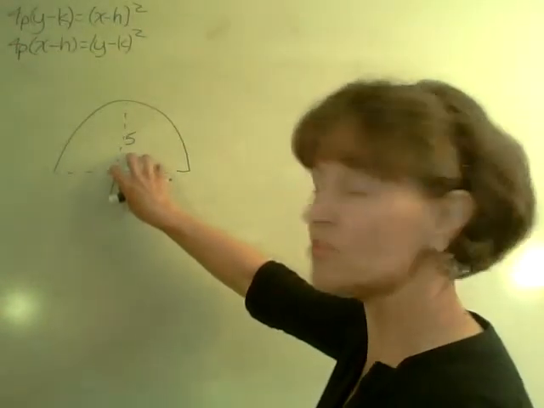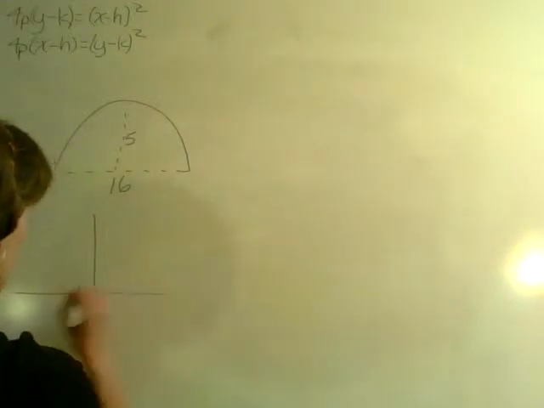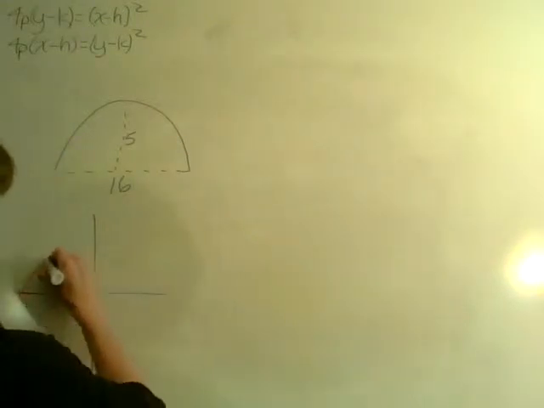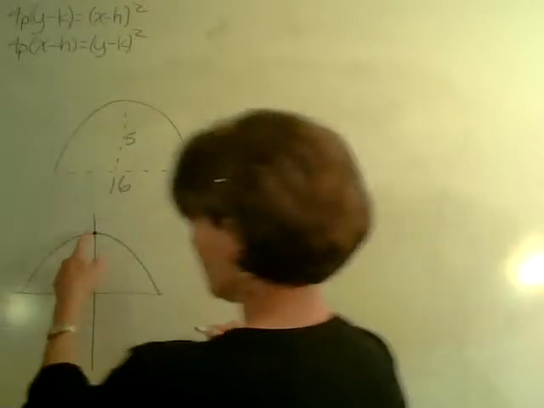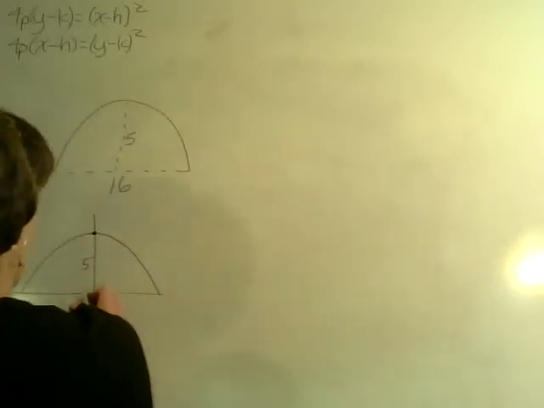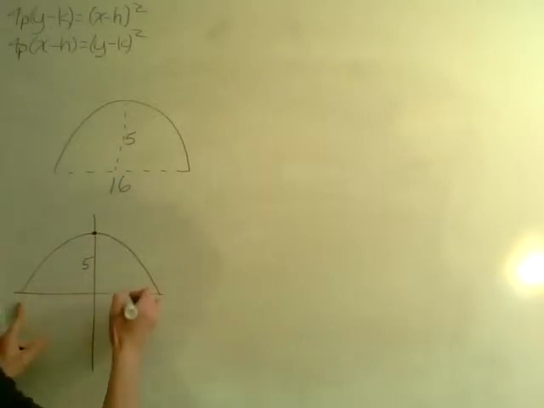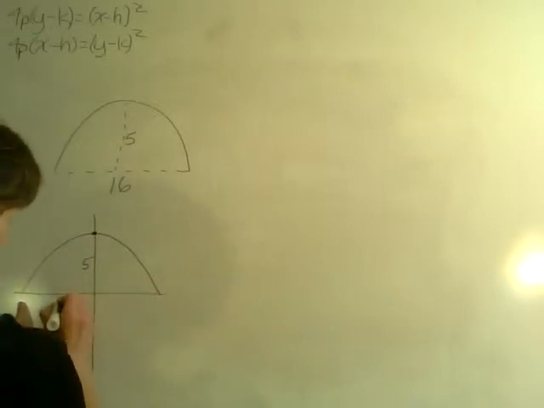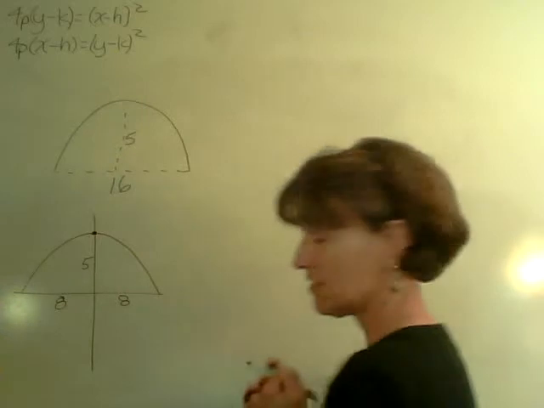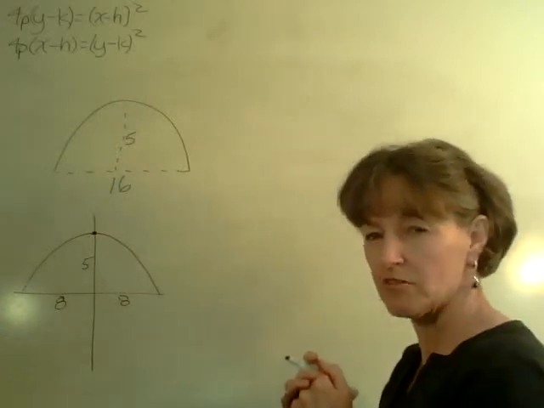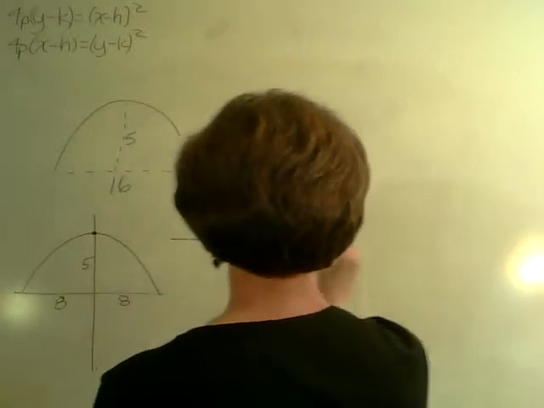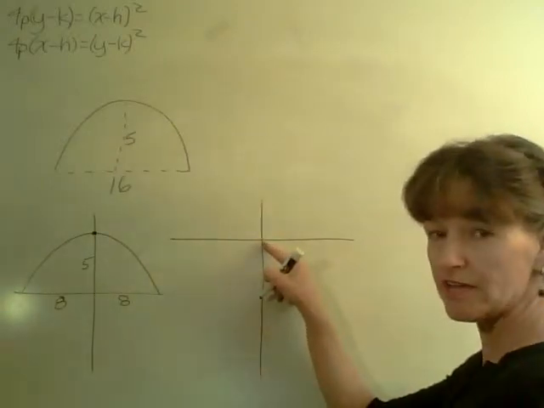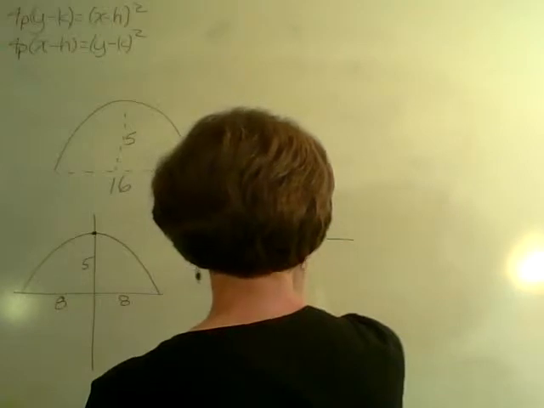Okay, I'm going to put this on an XY plane. Now, you can put it any number of places on the XY plane. A lot of people would put it right here so that this is 5 and this distance is 16, but of course that means this is 8 and this is 8. You can do that, but I'm not going to do that. Instead, I'm going to put mine so that the vertex is at the origin.